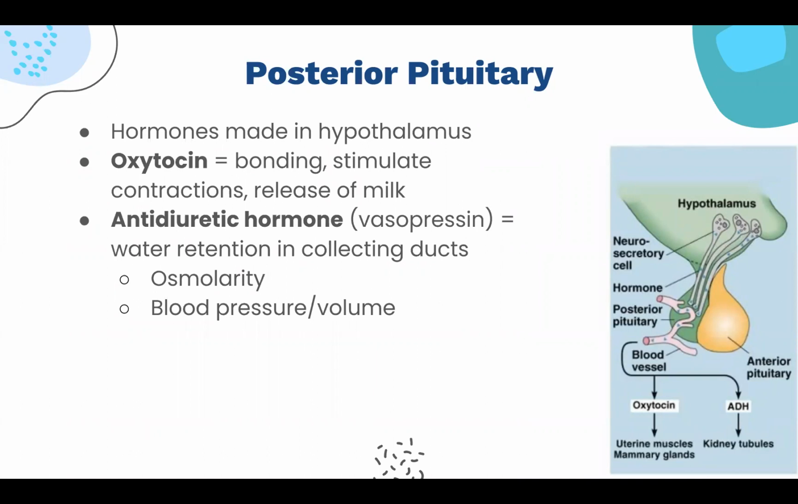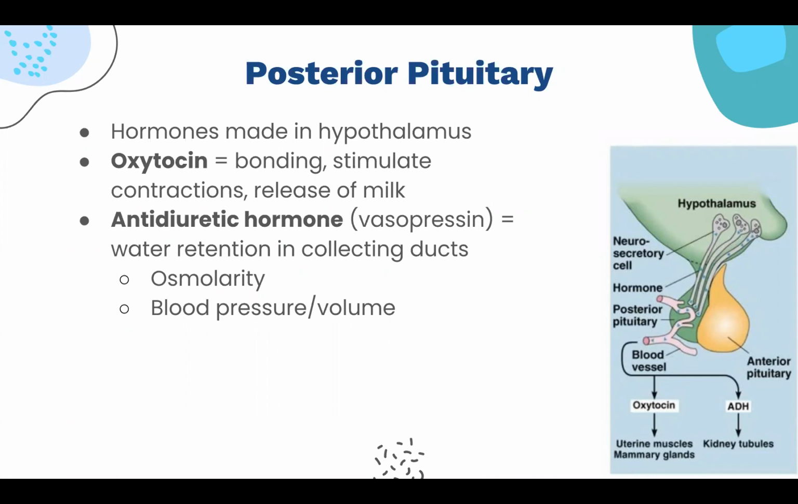All right, so in contrast to the anterior pituitary, the posterior pituitary does not synthesize hormones. The hormones are actually made in the neurosecretory cells in the hypothalamus, which have axons that stretch all the way down to the posterior pituitary and secrete them directly into the lobe. The two hormones released by the posterior pituitary that you absolutely have to know are oxytocin and ADH. Oxytocin is a hormone important in bonding, the release of breast milk, and uterine contractions.